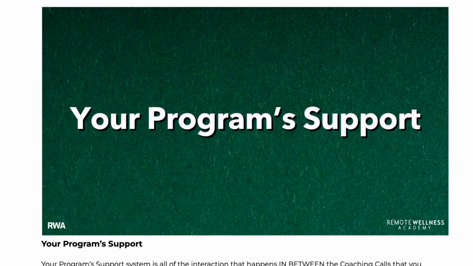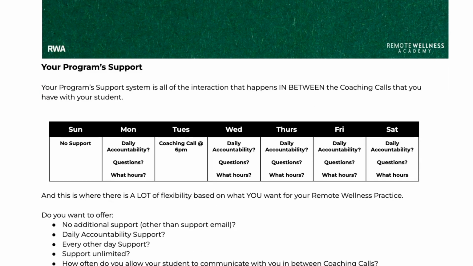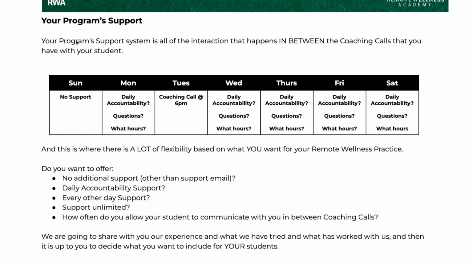Okay, so your program support system is all of the interaction that happens in between the coaching calls that you have with your student. Hypothetically, let's say that you have a standing appointment with your student for 12 weeks, on Tuesdays at 6 p.m. That's when you have your coaching call with the student, right? That's something that works for the student and works for you. That's when you have your ongoing coaching call.